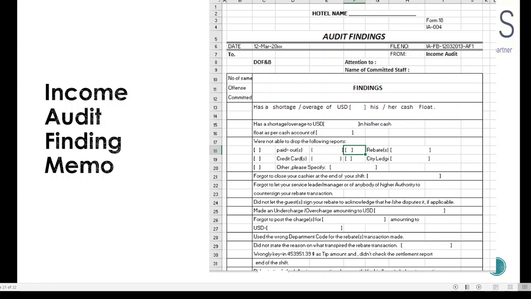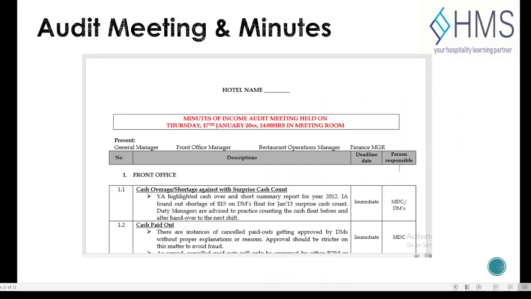If there are any problems found, for every issue that they find, usually they have to issue an income audit memo. What was the issue, why it is, what needs to be fixed, and who needs to be responsible for that, so that there is a documented record for tomorrow if you have to train somebody, and you can use that.